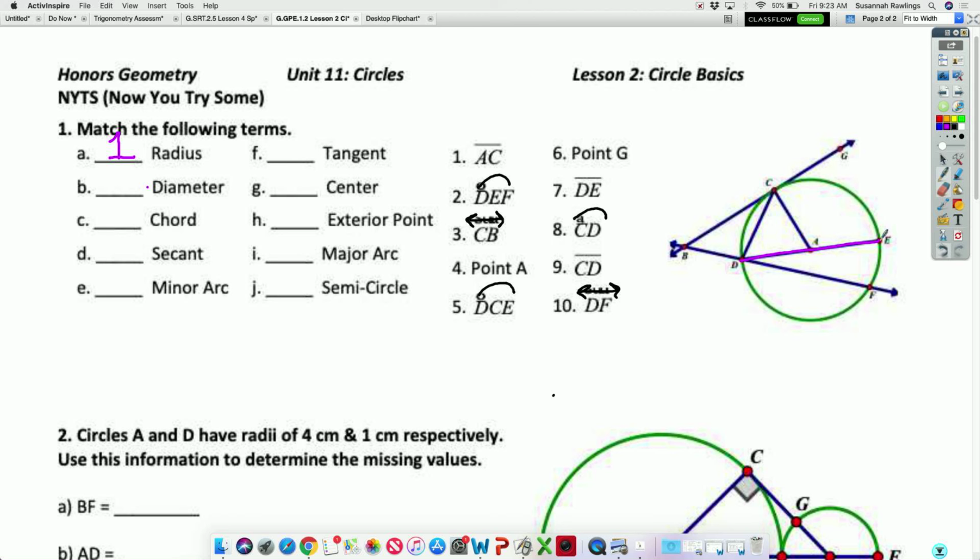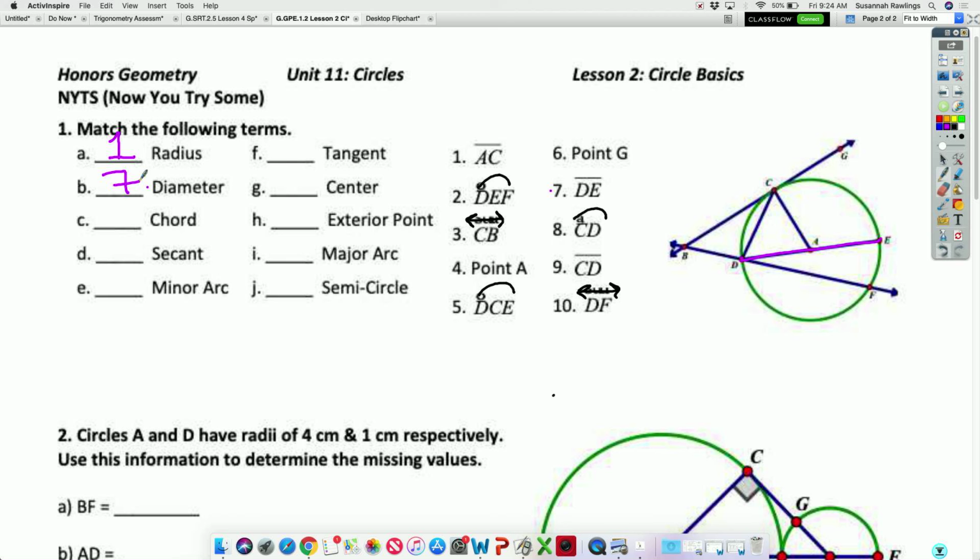So we're looking for a combination of D, A, and E. Does anyone see that combination? Actually, the diameter is always going to have the start and the stop. So we're looking for DE or ED. What number is that? 7. Number 7. Oh, yeah, it's matching.